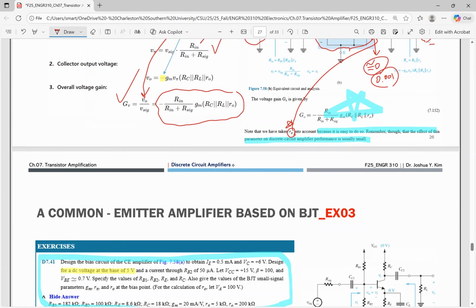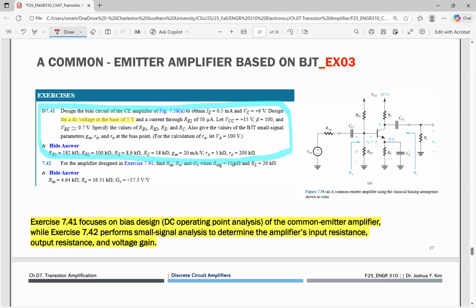I think we have already done this before. I'm going to very quickly go over one more time example 3, the common emitter amplifier based on the BJT. The question has two parts: one focuses on bias design, the operating point analysis of the common emitter amplifier we learned before, and exercise 7.42 performs small signal analysis to determine the amplifier's input resistance, output resistance, and voltage gain.